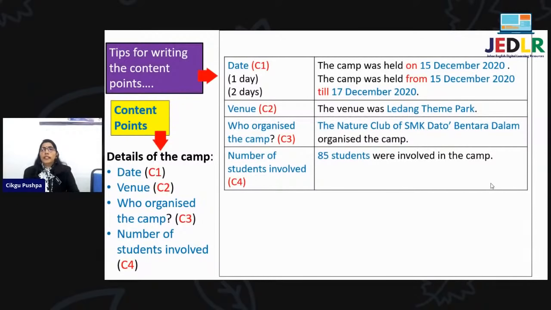Okay, now imagine that you're just going to write one date. So the sentence sounds like this. The camp was held on 15th December 2020. If you think that you would like to bring it 2 days, then you can choose the second one. The camp was held from 15th December 2020 till 17th December 2020. Now, you have another example for venue. The venue was Leda Theme Park. Who organized the camp? So here you have to introduce the organizer. The Nature Club of SMK Dato Bentara Dalam organized the camp. And the last one, number of students. Remember, you must write the number.